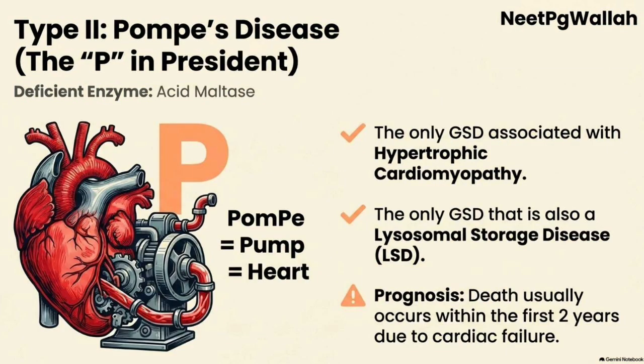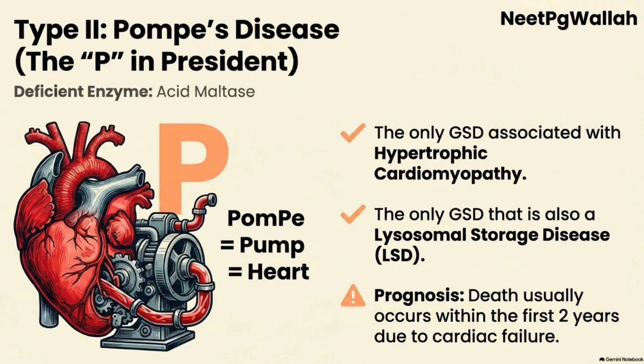Now let's shift gears to type 2, Pompe's disease, which is the P in President. The deficient enzyme here is acid maltase. Now, Pompe's is incredibly special because it holds a very unique status. It's the only glycogen storage disease that is also a lysosomal storage disease, or LSD. And because of this, it has a really grim prognosis. Death usually occurs within the first 2 years of life due to severe cardiac failure.